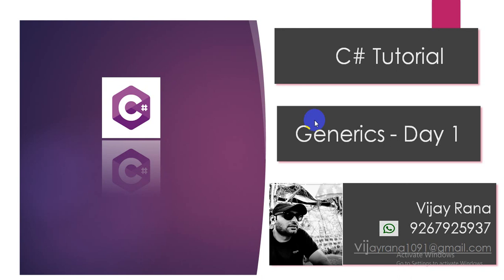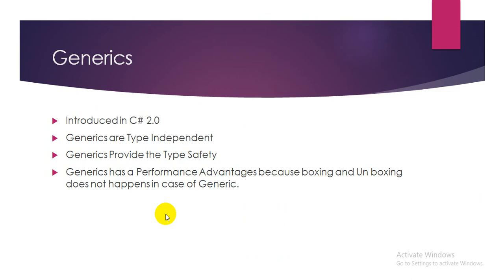So basically the generic concept was introduced in C Sharp with C Sharp 2.0. And the second line we just discussed, that generics are type independent. It means when we use generics, we don't need to pass the same data type for that function. We can pass any data type to a function, and that function will work for all the types. We will see this when we see some examples.